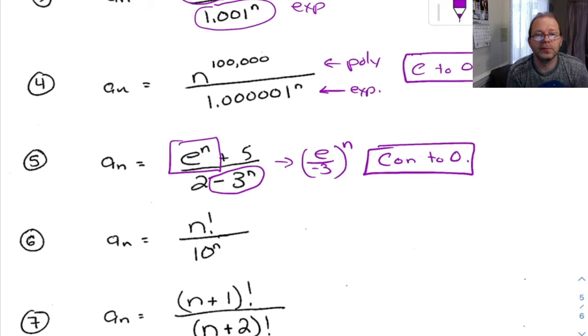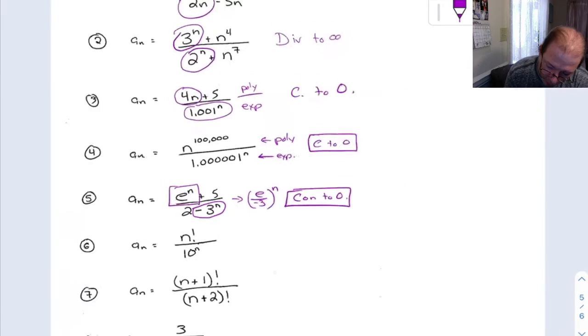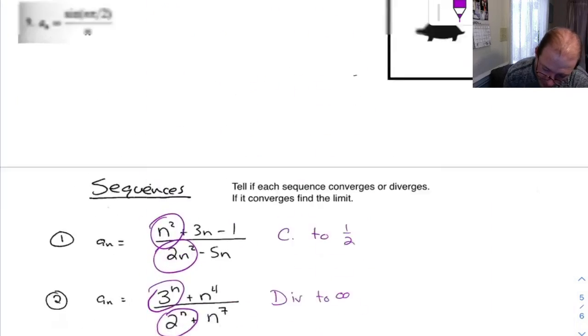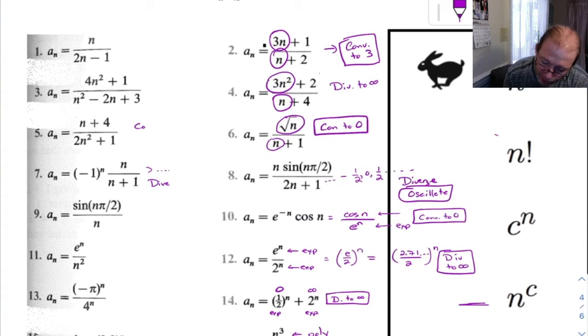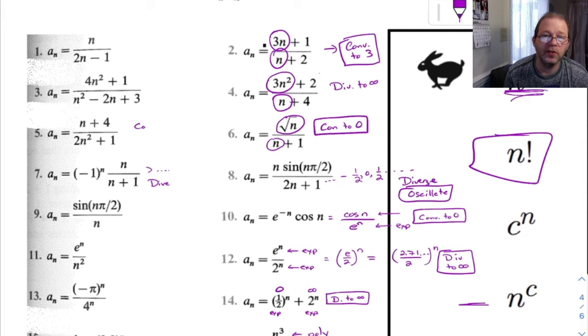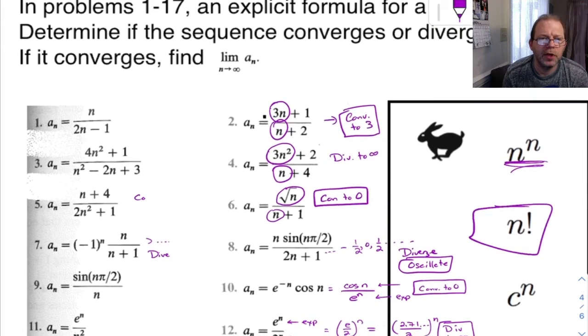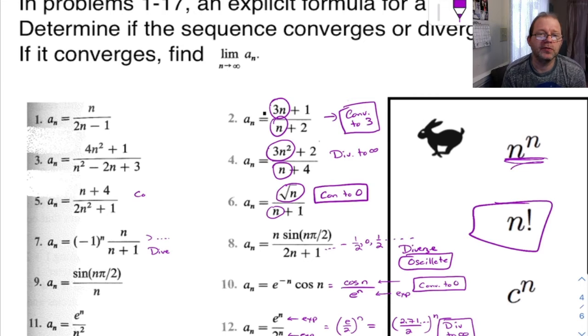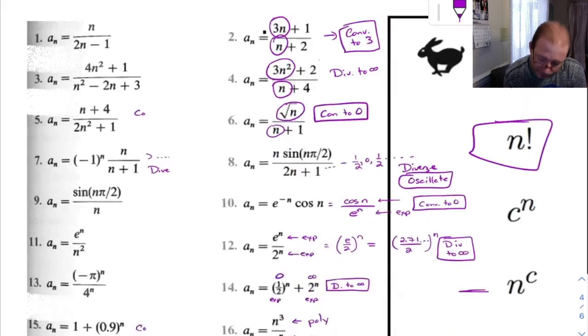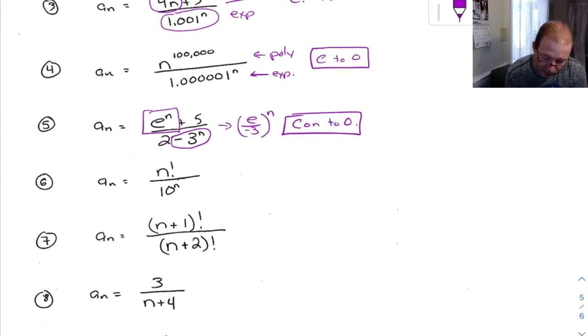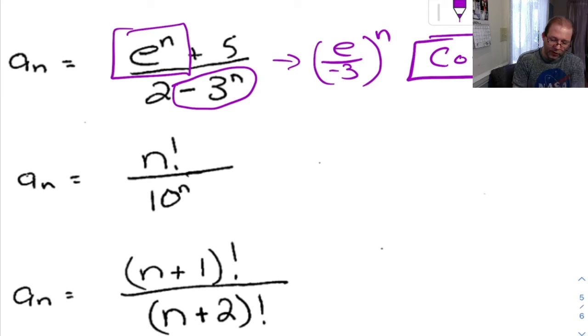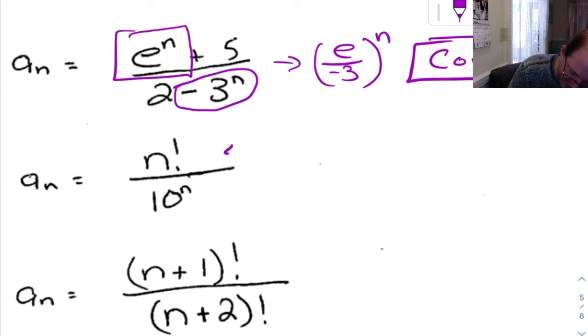Okay, factorials. On our rabbit and turtle chart, remember, factorials grow faster than everything except for n to the n. Is that completely true? There might be some other functions that grow faster, but as far as things we're going to encounter in this class, n to the n is the only thing that's going to beat factorial. So let's look at this one. n factorial over 10 to the n. This is going to be faster, so this is going to diverge to infinity.